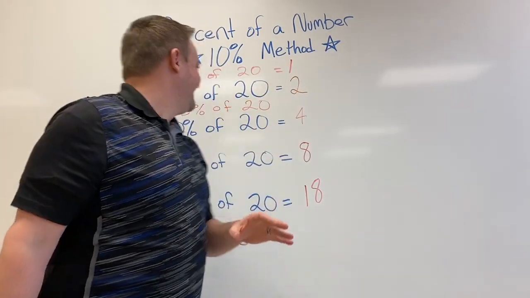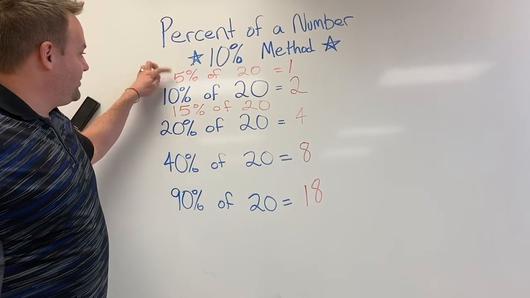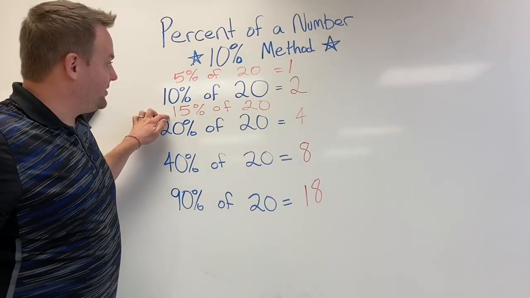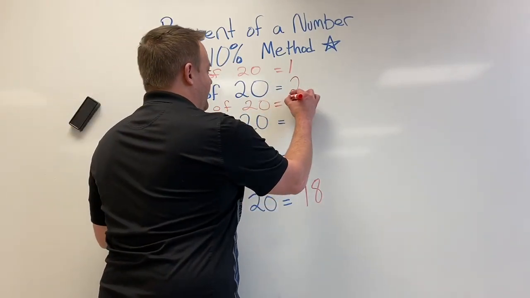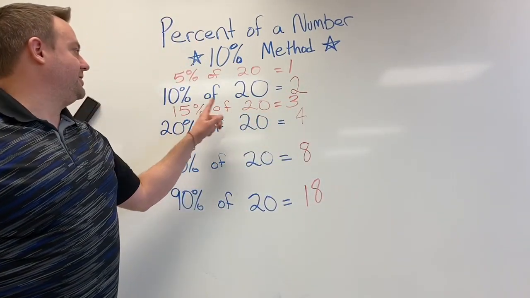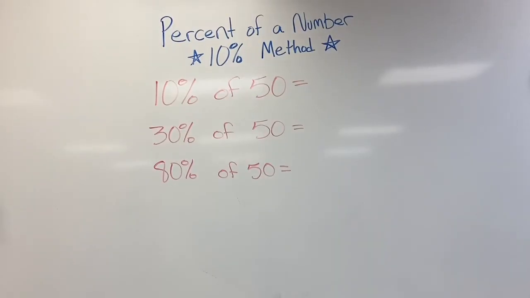Now watch this. 10% of 20 is 2. 5% plus 10% is equal to 15%. 1 plus 2 is 3. Therefore, 15% of 20 is 3. All right.